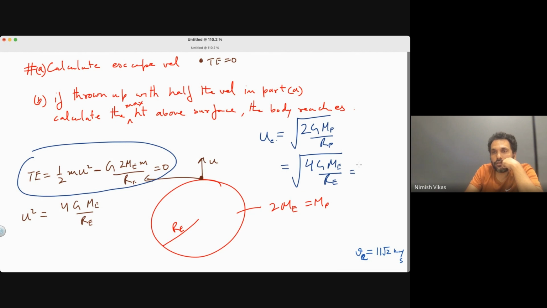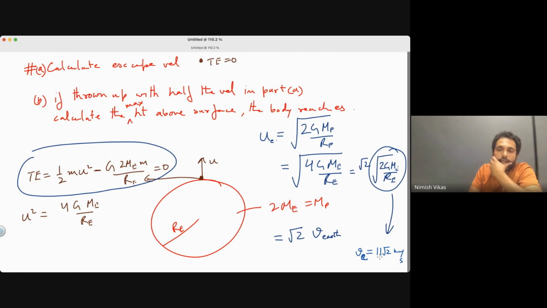If I separate it out, then it is root 2 into root of 2G mass of the Earth divided by radius of the Earth. This part is already given as the escape velocity of the Earth. So your answer for this planet is root 2 times the escape velocity of Earth. If you use the escape velocity of Earth as 11 kilometers per second, root 2 times 11 gives 11 root 2, which is about 15.6 kilometers per second. Is that clear, guys?